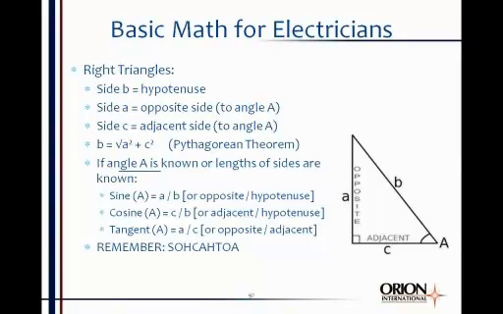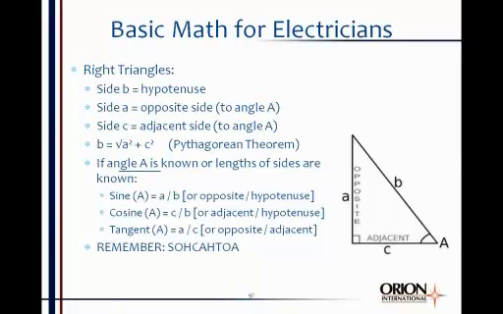Now, if you know the angle A in degrees, and you know the length of maybe one side, you know everything there is to know about the triangle because of the trigonometric functions sine, cosine, and tangent. The sine of angle A is equal to the opposite over the hypotenuse, A over B. The cosine of angle A is equal to the adjacent over the hypotenuse, C over B, and the tangent is equal to the opposite over the adjacent, A over C.